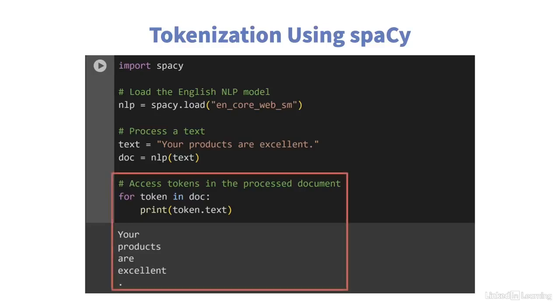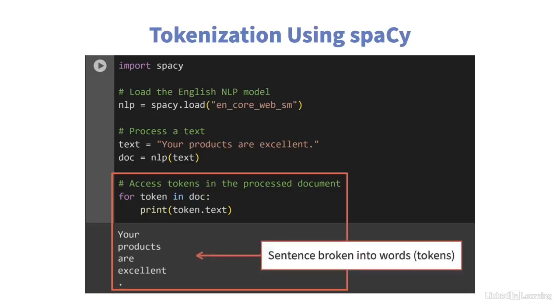To access the tokens in the processed document, iterate over the tokens in the processed document using this for loop. Each token represents a word or a punctuation mark in the text. Next, you print the text of each token in the document. The output will display each word and punctuation mark as separate tokens.